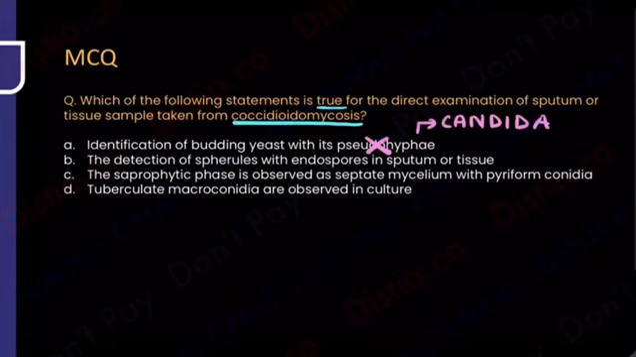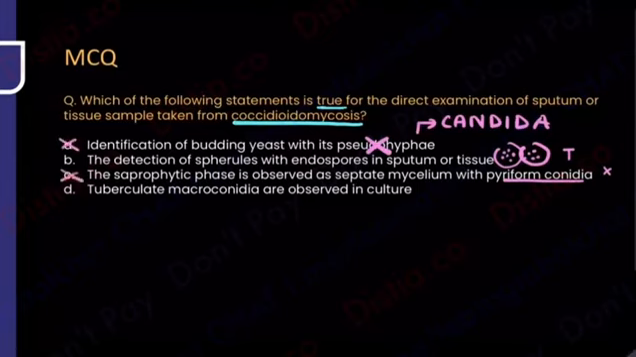Next, the detection of spherules with endospores in it. Did I show you some spherules with endospores in it? Maybe yes, it is possible. So let's consider it as a true statement for the time being. Now we have to read the next. The saprophytic phase is observed as septate mycelium with pyriform conidia. No, that is not something that we had studied. We had studied barrel-shaped arthrospores. So that is again wrong over here. So this is wrong. This is wrong. Last one.